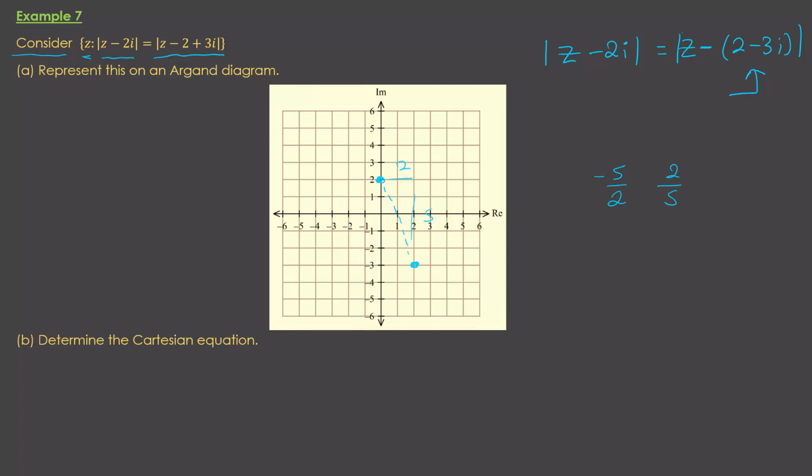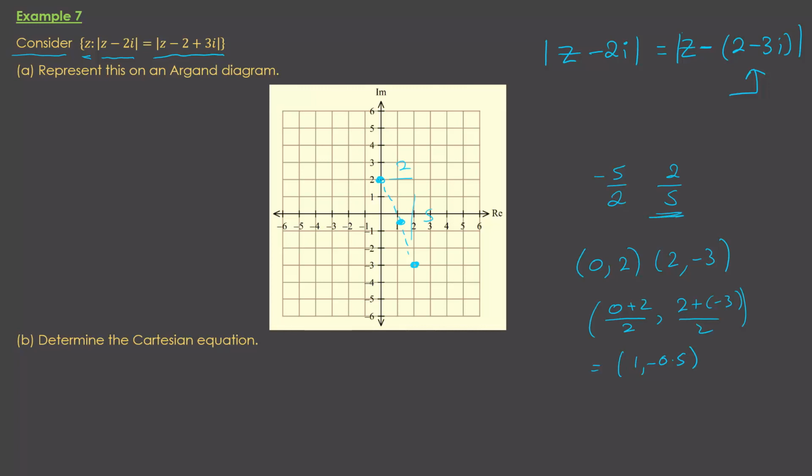And it would go through the midpoint of that line. So we have a line segment with endpoints (0, 2) and (2, −3). The midpoint there is going to be (0 + 2)/2 and (2 + −3)/2, which is (1, −0.5). So the midpoint would be somewhere around here.